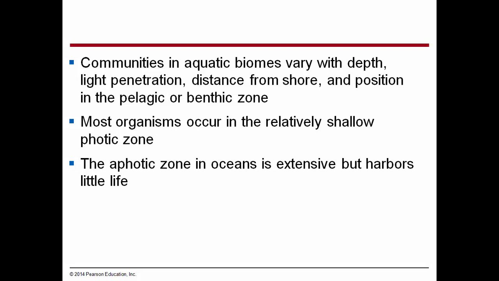Communities in aquatic biomes vary with depth, light penetration, distance from shore, and position of pelagic or benthic zone. Most organisms occur in the relatively shallow photic zone. The aphotic zone in oceans is extensive but harbors little life.